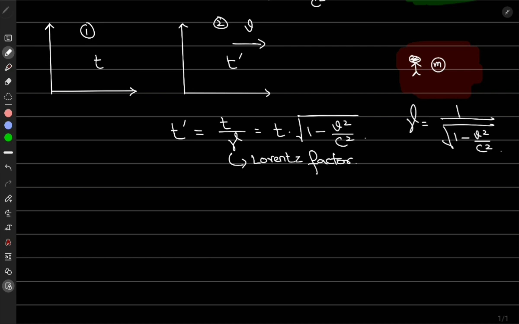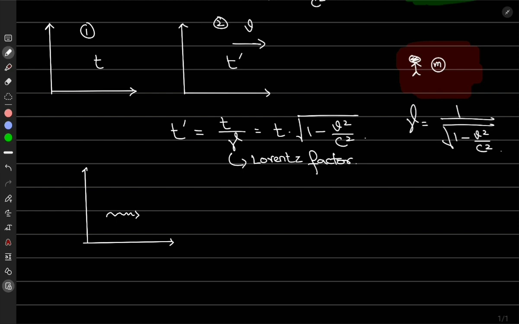At this moment, a light pulse is emitted from the origin of both the frames in the positive x direction. So when these two frames are on top of each other, then a light pulse is emitted. So let me see if I can show that. So let's say here the two frames are aligned on top of each other, then a light pulse is emitted. So maybe you can just say when this is the case, that's when this light pulse is emitted.